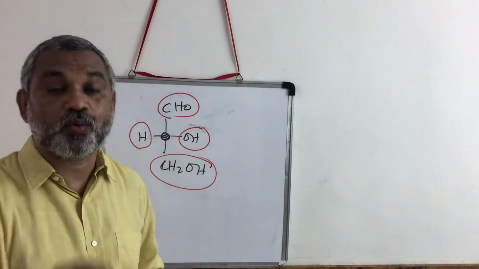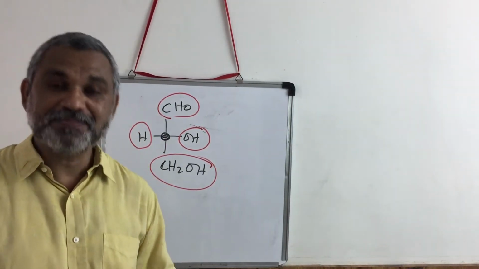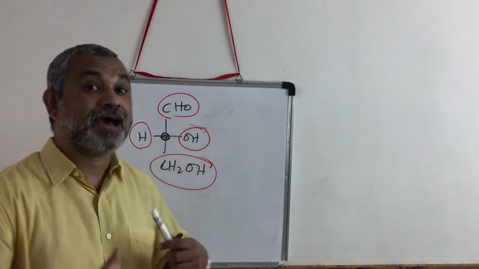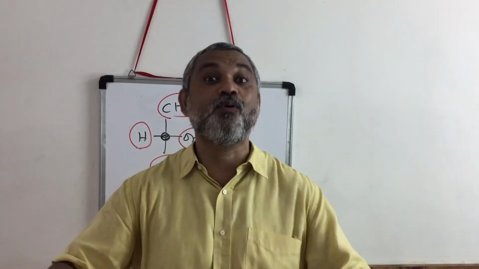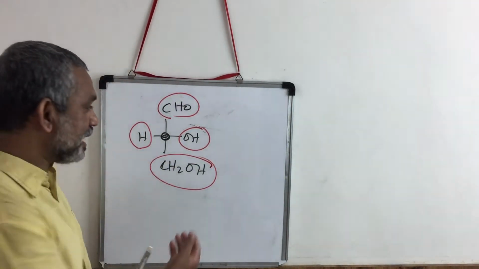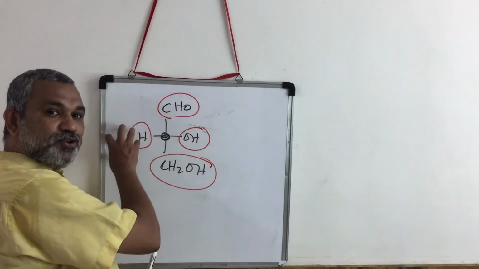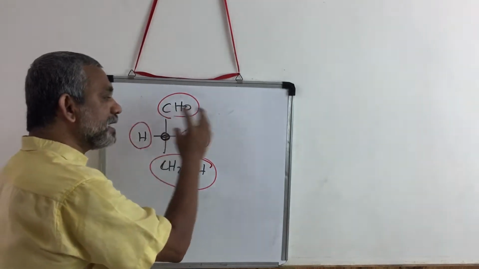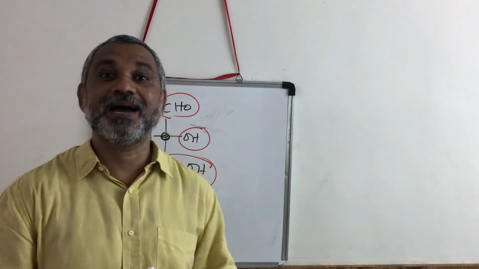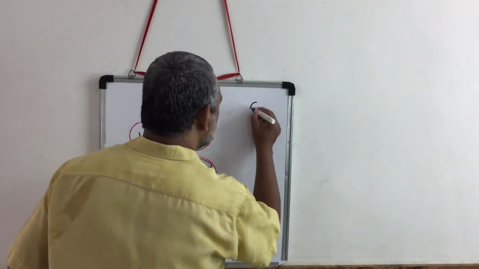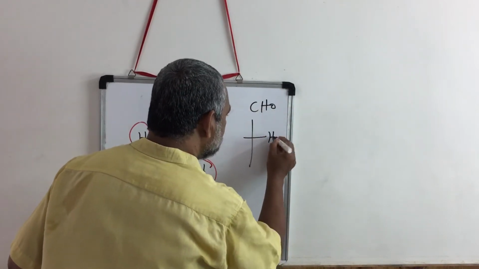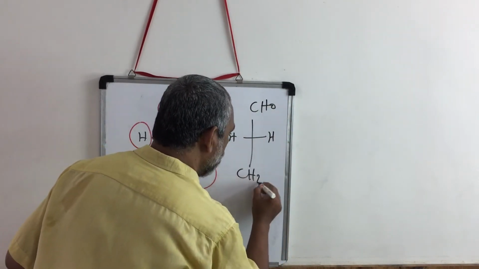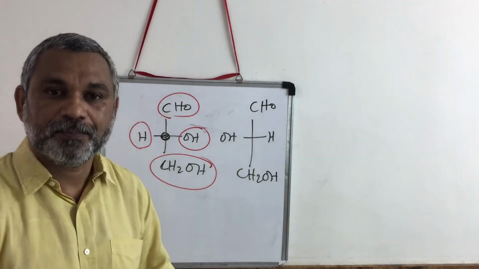So it has only one asymmetrical carbon atom, and therefore it can exist in more than one form. Which will be the second form? In the second form, you can bring this hydroxyl group to this side and the hydrogen to the other side. That will give a second form of glyceraldehyde. So we can write the structure like this, HOCH, CH2OH. This is the second form.